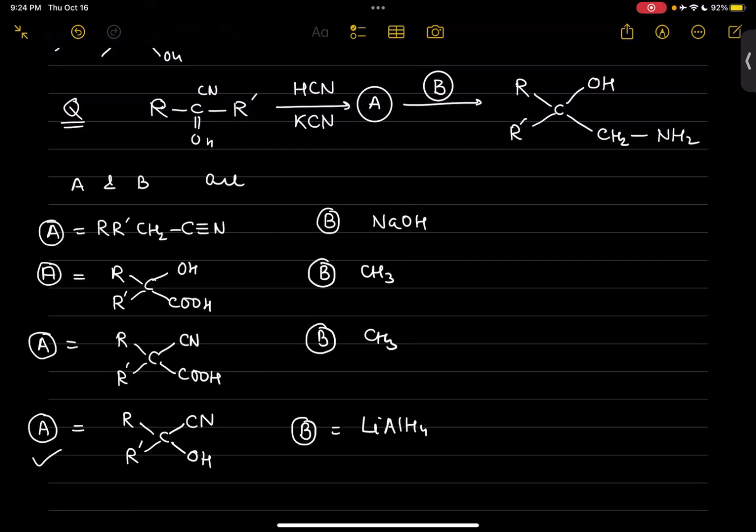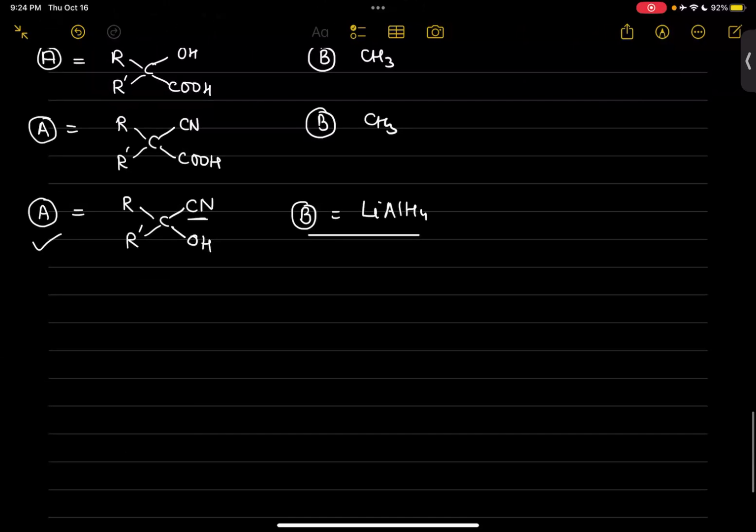Okay, clear. And LAH is going to, or H2 Ni also you can take, reduce this C triple bond nitrogen to single bond CH2NH2. Is it clear? So A is this, B is this reagent, and the final product is already written. Okay, so that you already know. Next question, very easy one.